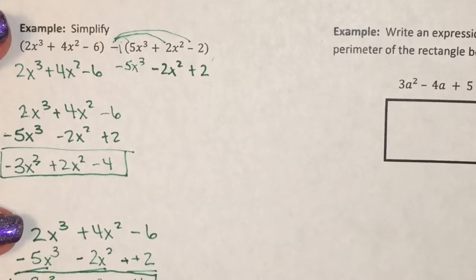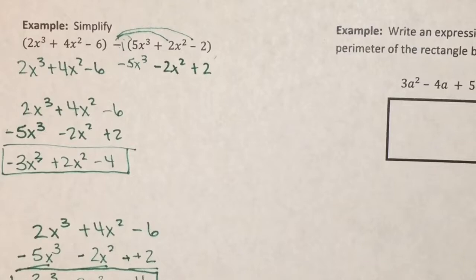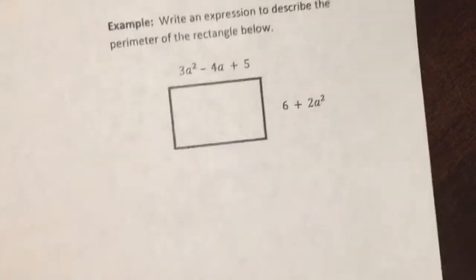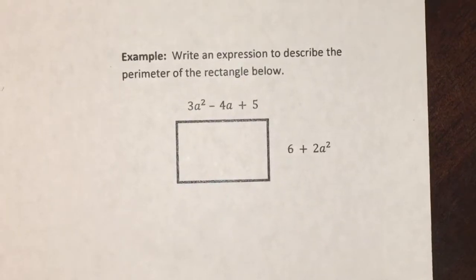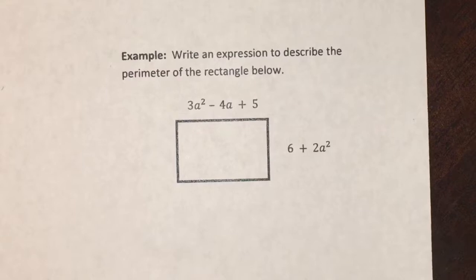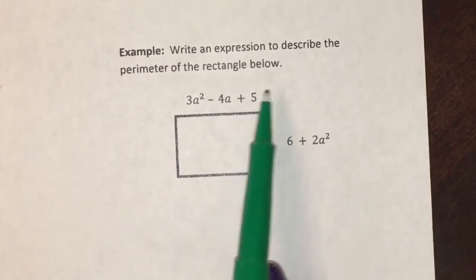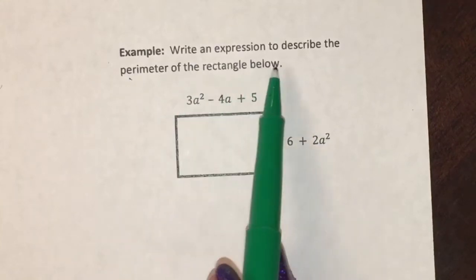Okay? All right, so now I'm going to do the rectangle expression with y'all. So go ahead and read that to yourself, or actually I'm going to read it to you, because I'm here by myself talking to myself, so I might as well read to myself. Good times. So it says, write an expression to describe the perimeter of the rectangle below.